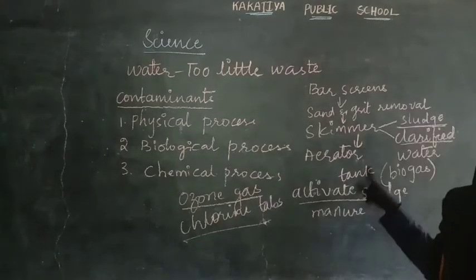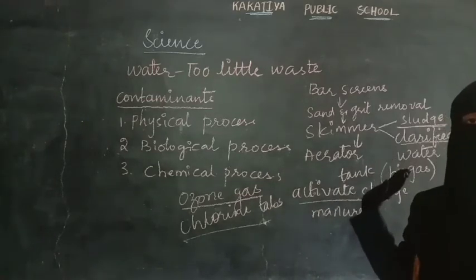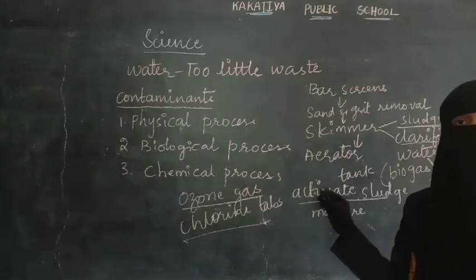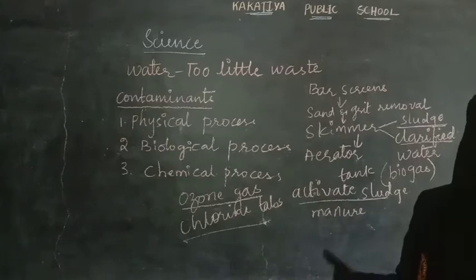In the aeration tank, an aerator is used, where air is pumped. Because of that, microorganisms will grow and eat all the impurities. And they will produce biogas, which is used for the generation of electricity.